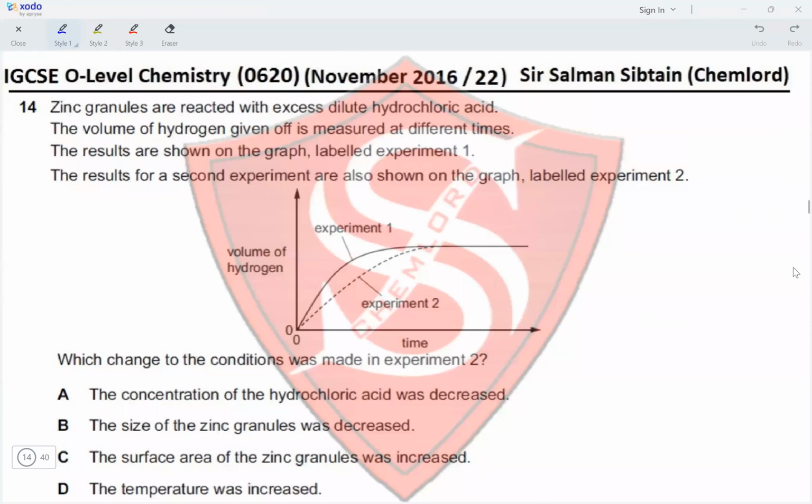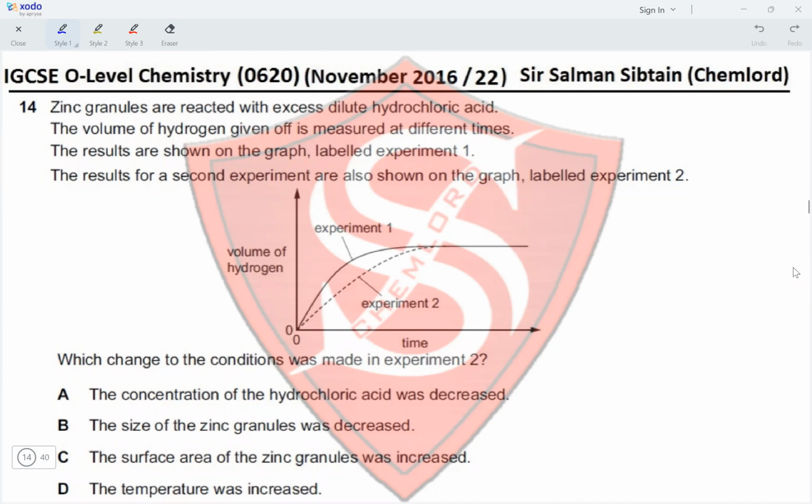Question 14. Zinc granules are reacted with excess dilute hydrochloric acid. So hydrochloric acid is in excess. So zinc granules are the limiting reactants. The volume of hydrogen gas given off is measured at different times. The results are shown on the graph labeled experiment 1. The results for a second experiment are also shown on the graph labeled experiment 2. Which change to the condition was made in experiment 2?